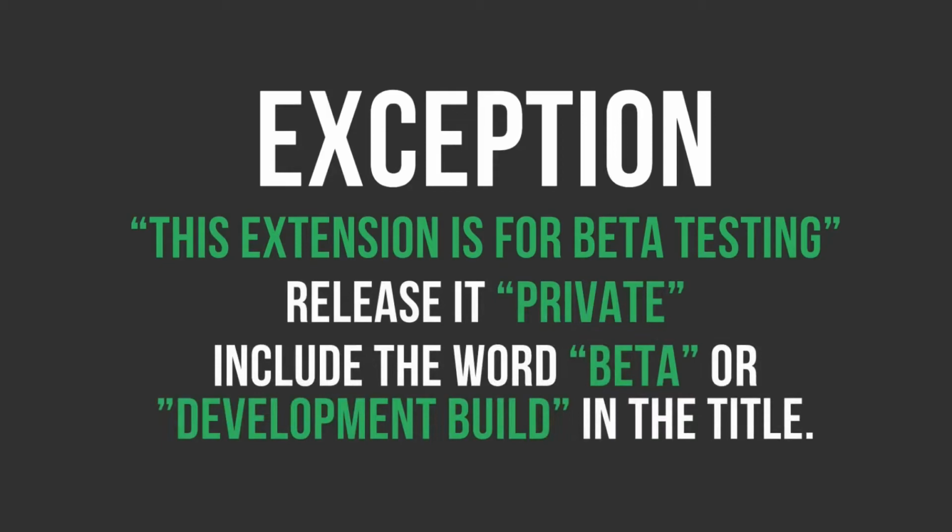So there is one exception to the rule. The Chrome Store allows you to have a Chrome extension for testing purposes. So let's say in your description you state this extension is for beta purposes or for beta testing. You can release it private and include the word beta or development build in the title. That way the Chrome Web Store team member will know that this is not for production, but it's still in beta, and they will just approve your description as it is.